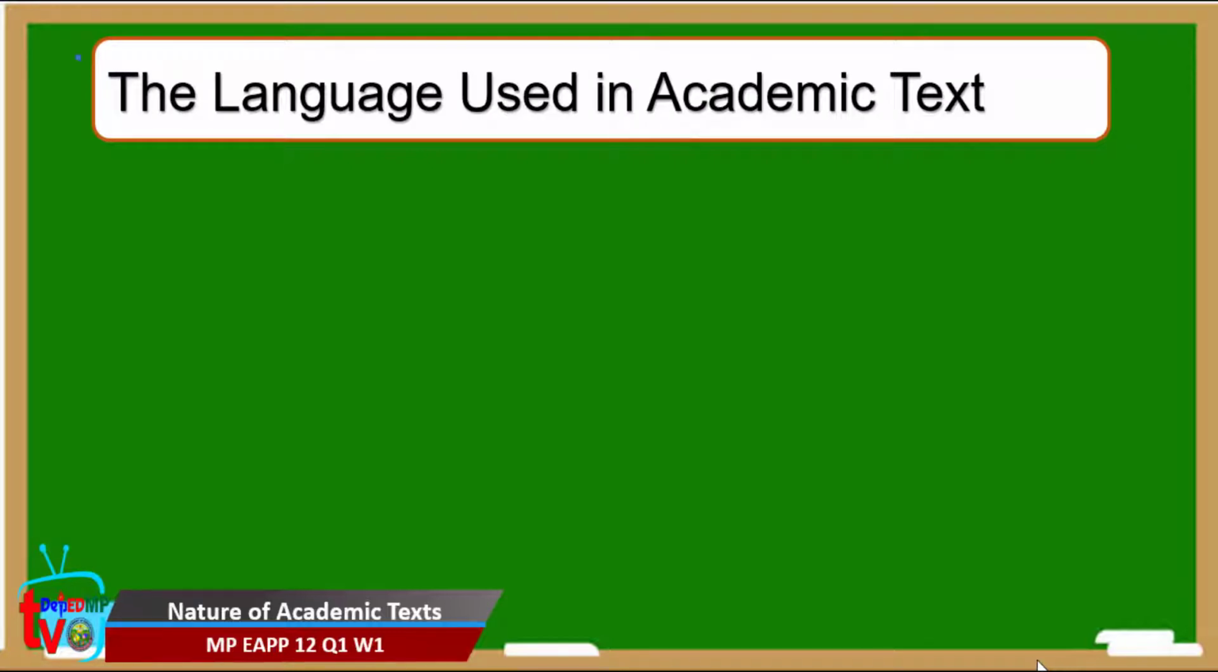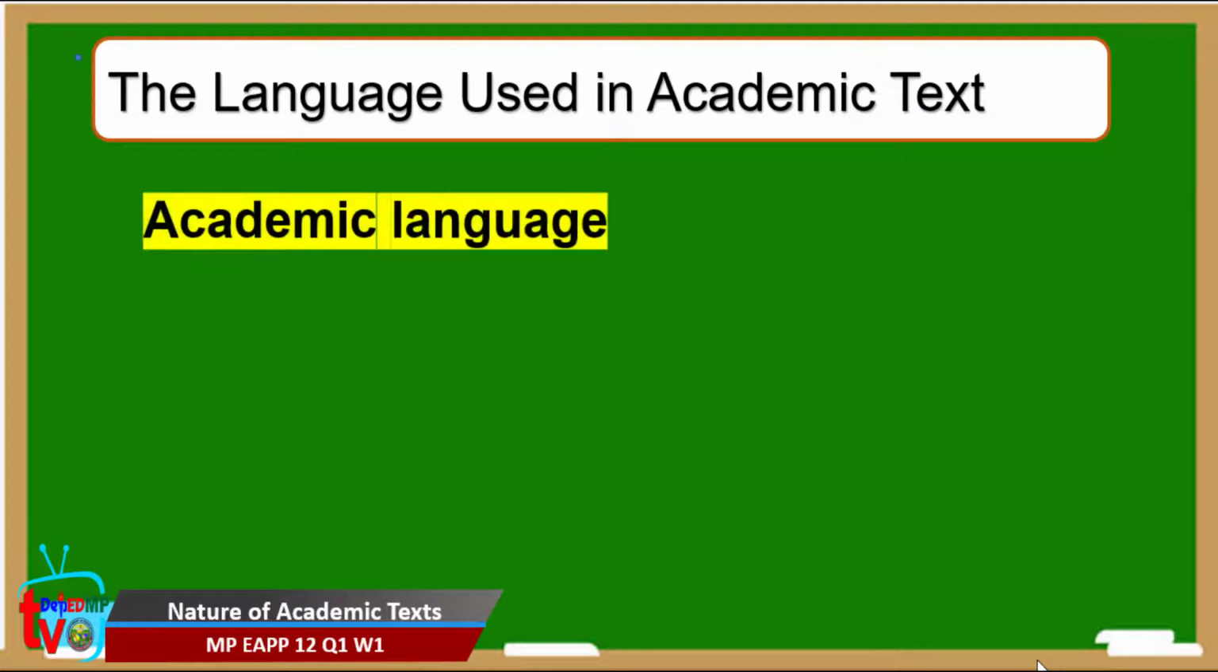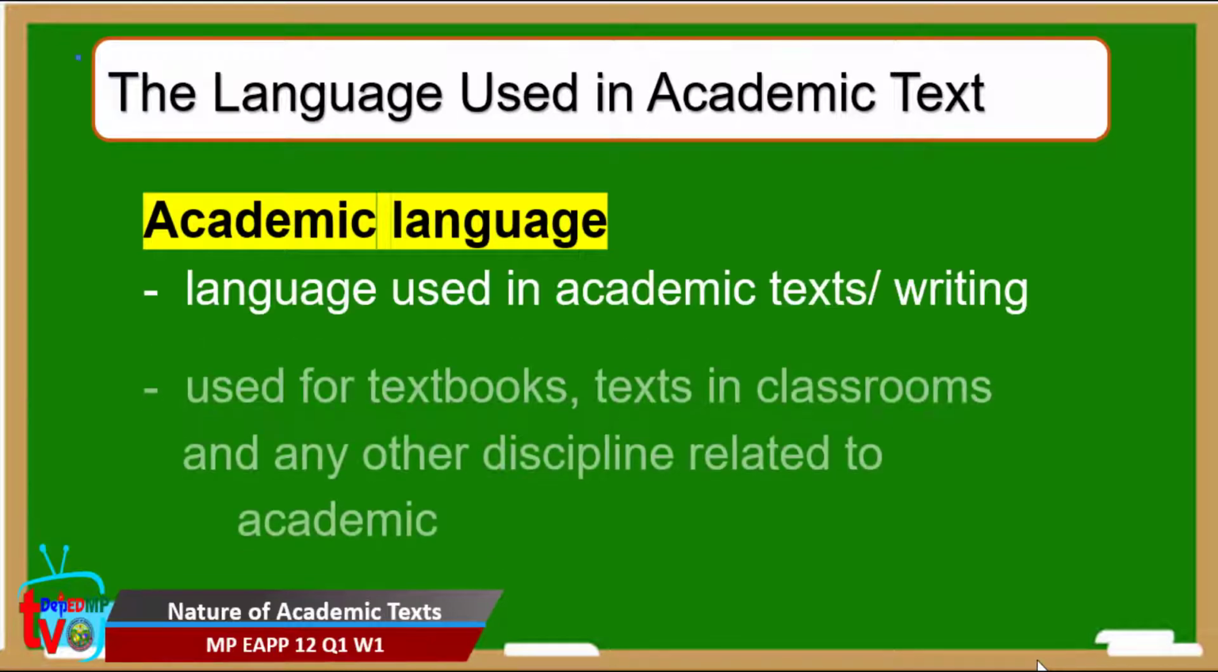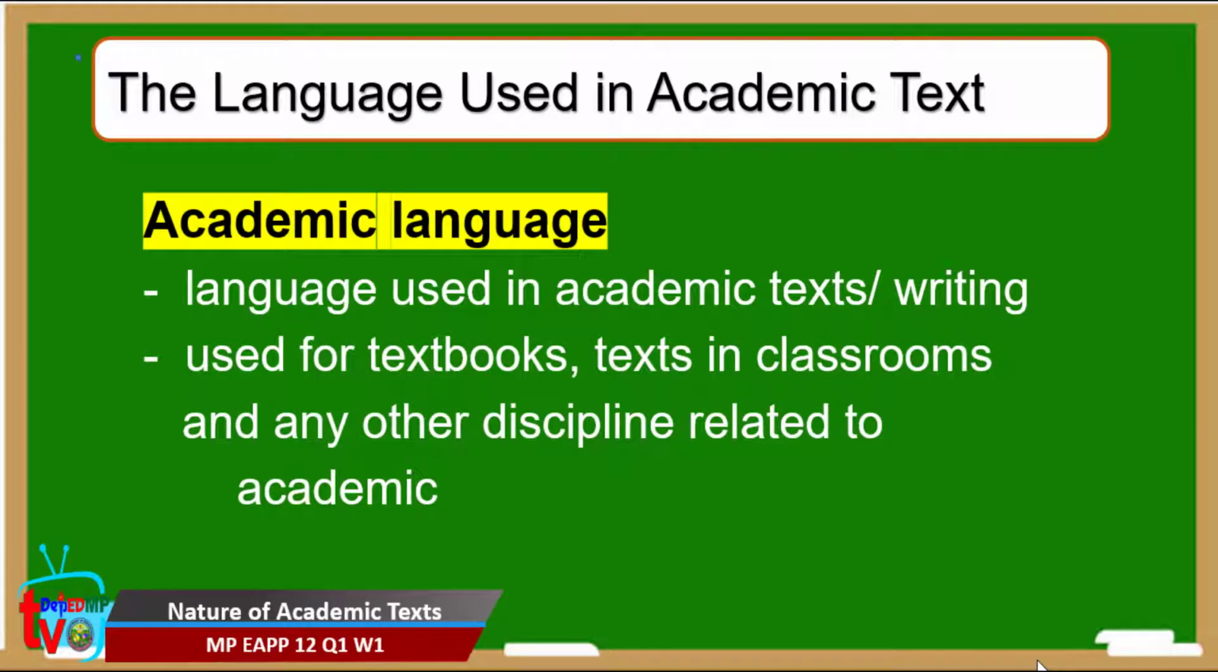Let us now move on to the focus of our lesson, which is the language used in academic texts. Since we are referring to academic texts, of course, the language is academic in style, or it uses formal language. So let us define first what is academic language. Academic language is the language used in academic texts or academic writing.